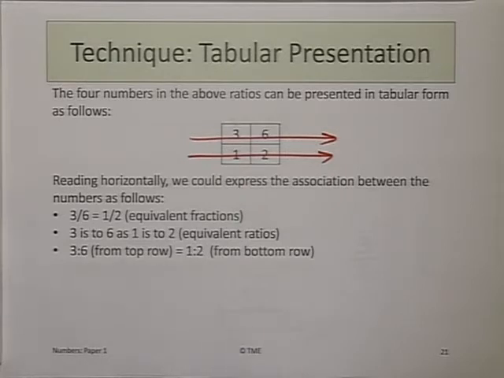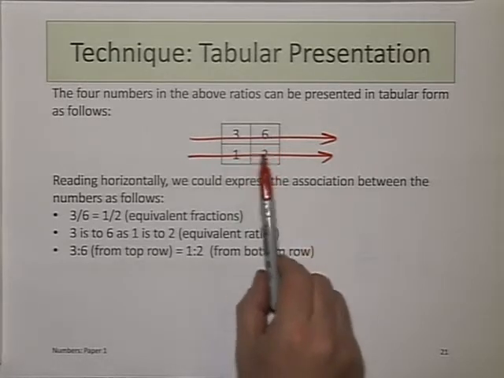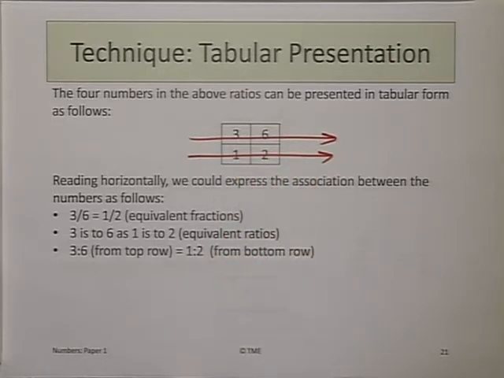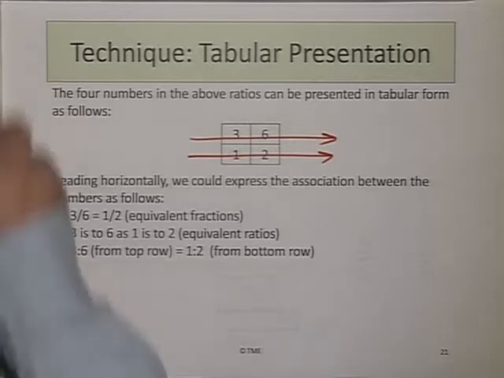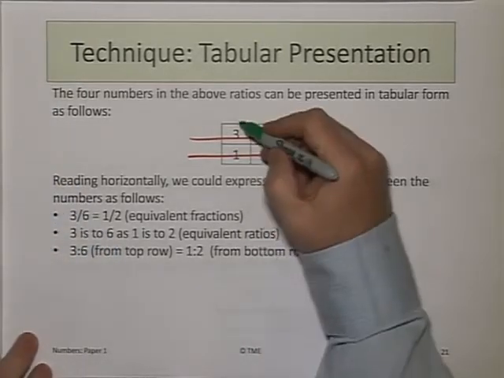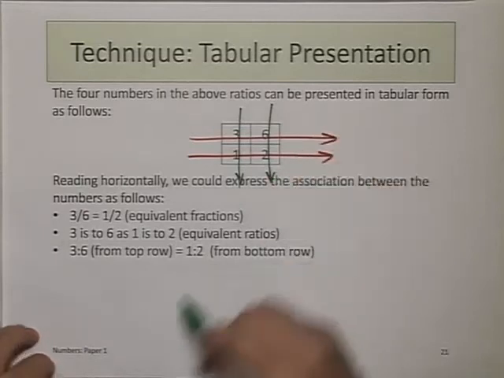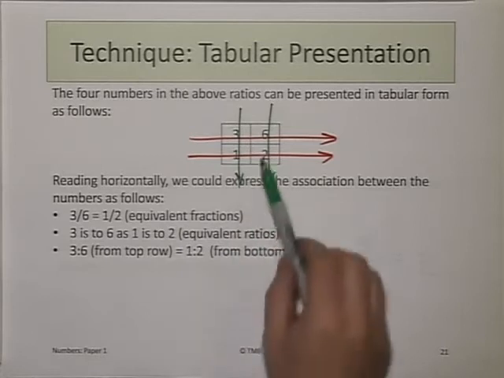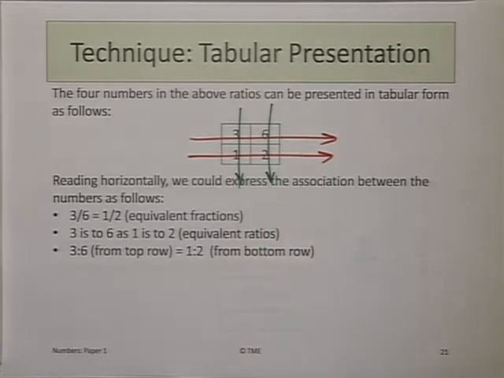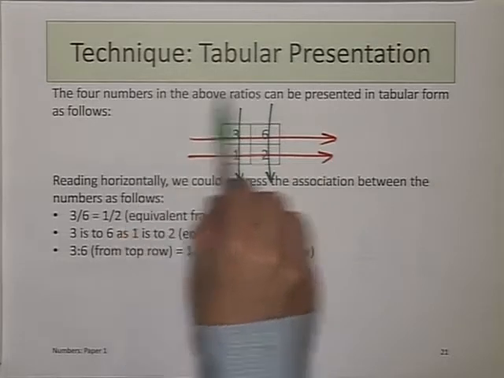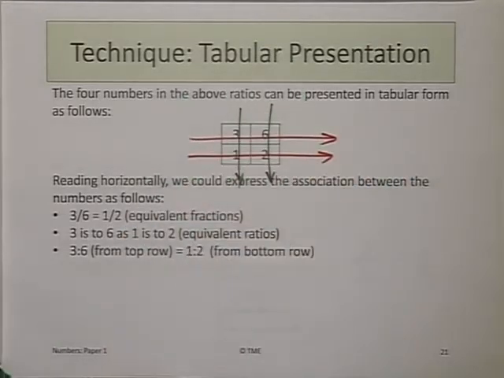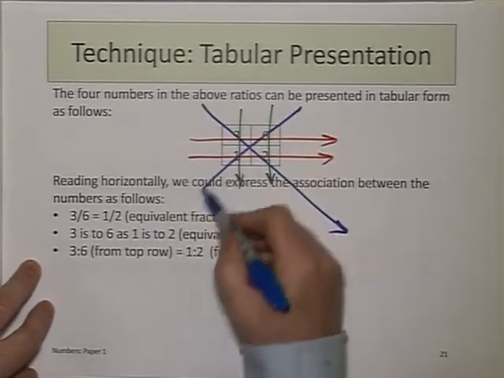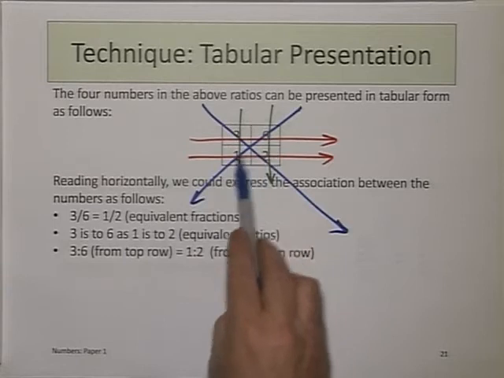3 cans of whatever drink for €6, 1 can for €2. 3 bananas for €6, 1 for €2. I could decide to read it vertically: 3 bananas for €1, 6 bananas for €2. It seems to be sensible in both directions. And if I were to do it diagonally, 3 times 2 is 6 times 1.